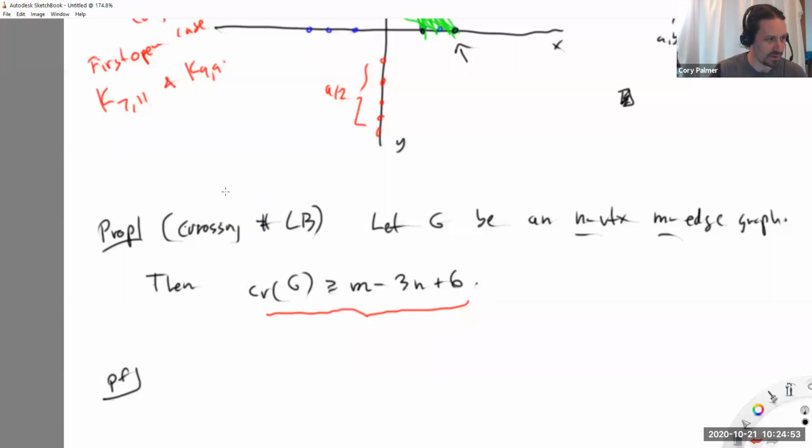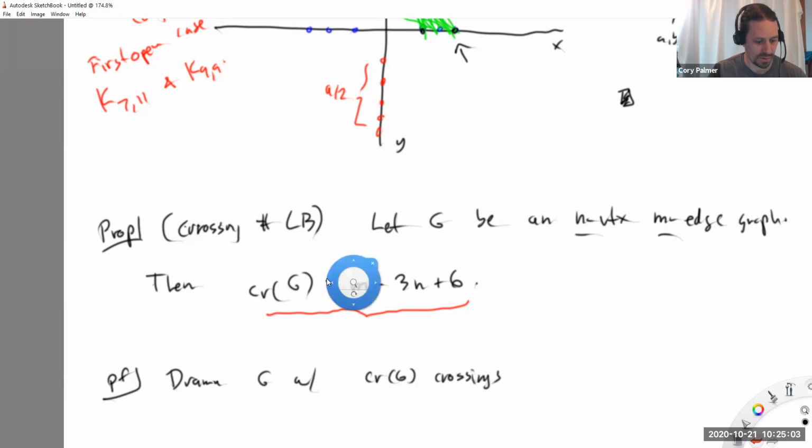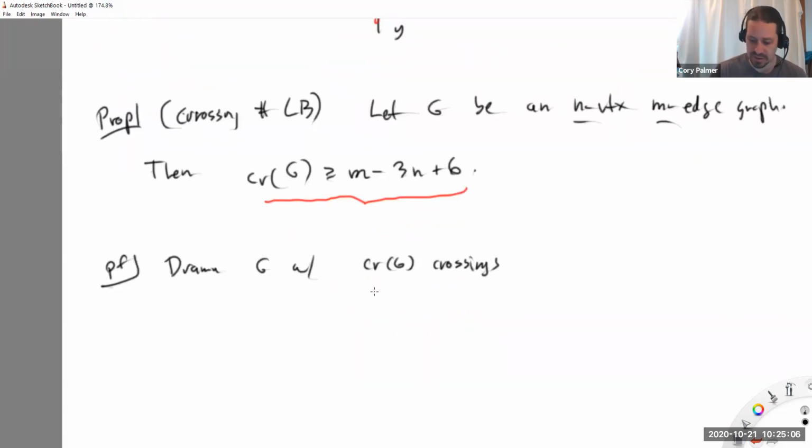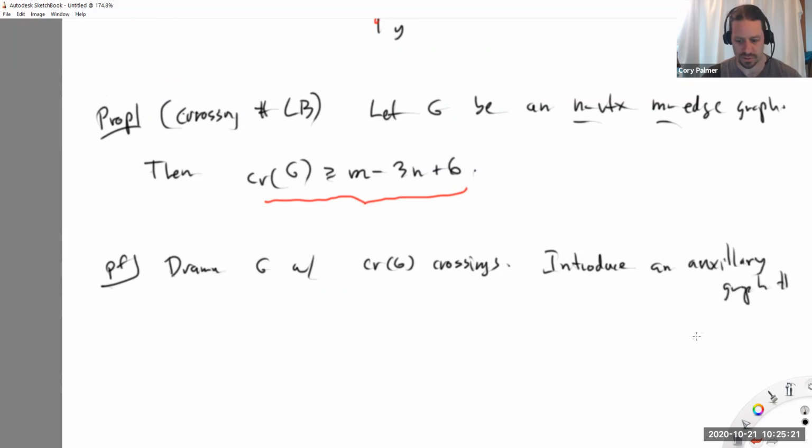So let's figure out this lower bound. Let's suppose we've drawn G with as few crossings as possible. So G is drawn on the plane with as few crossings as possible, and I'm going to introduce an auxiliary graph H that I build from it. This term auxiliary doesn't have any formal meaning. It just means we're building a graph that has something to do with the original graph, but it's not necessarily a subgraph. It just records some information about the graph. It's a filler word to remind you what's going on.